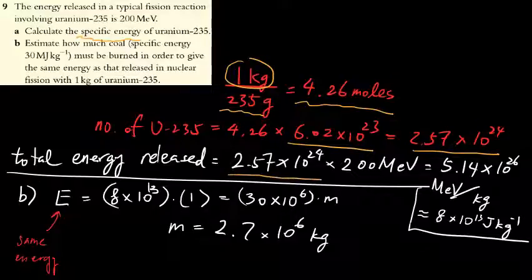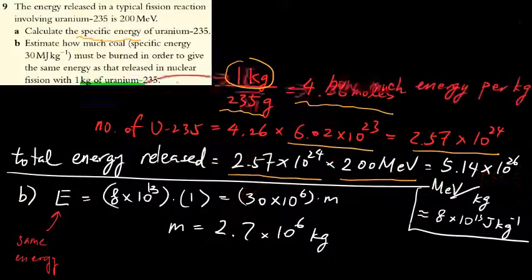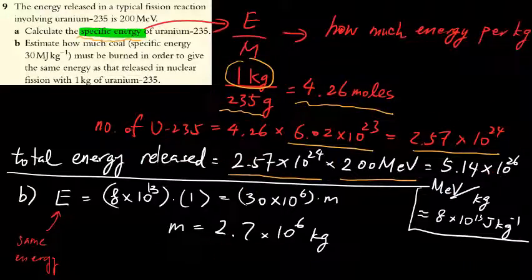And then you can finally calculate the number of atoms times the energy for each uranium, and you may find the total energy released will be 5.14 times 10 to the power 26 MeV per kg, and therefore if you convert it to joules, then it will be x times 10 to the power 13 joules per kg.